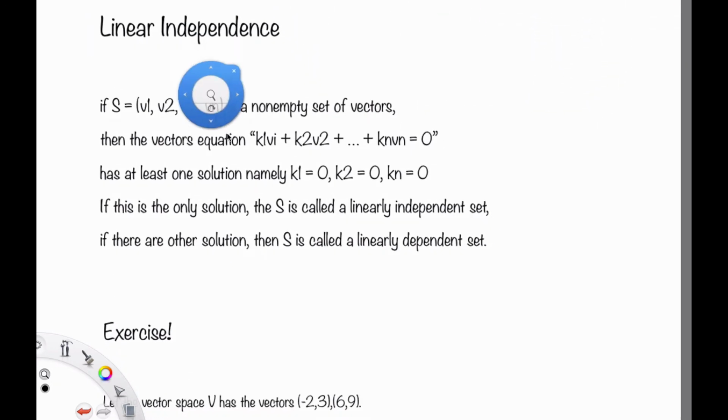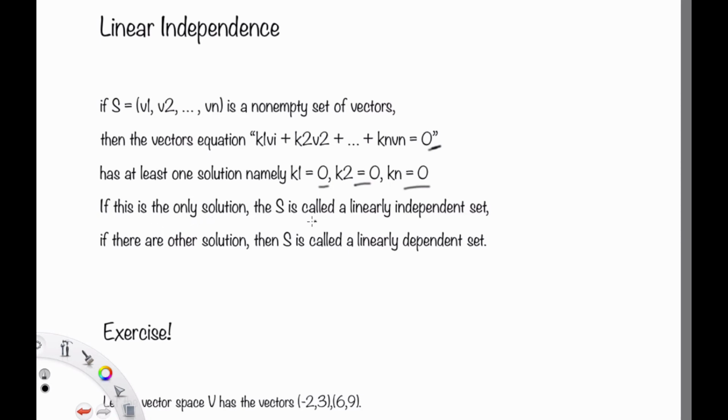After that, we will move to the next topic, linear independence. Linear independence has the definition that if S, containing v1, v2, up to vn, is a non-empty set of vectors, then the vector equation k1 v1 plus k2 v2 plus up to kn vn equals 0 has at least one solution, namely k1 equals 0, k2 equals 0, up to kn equals 0.